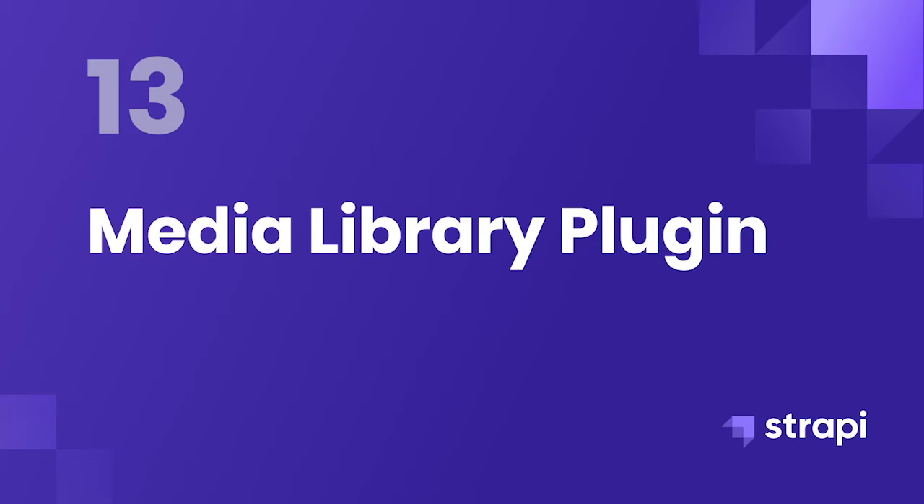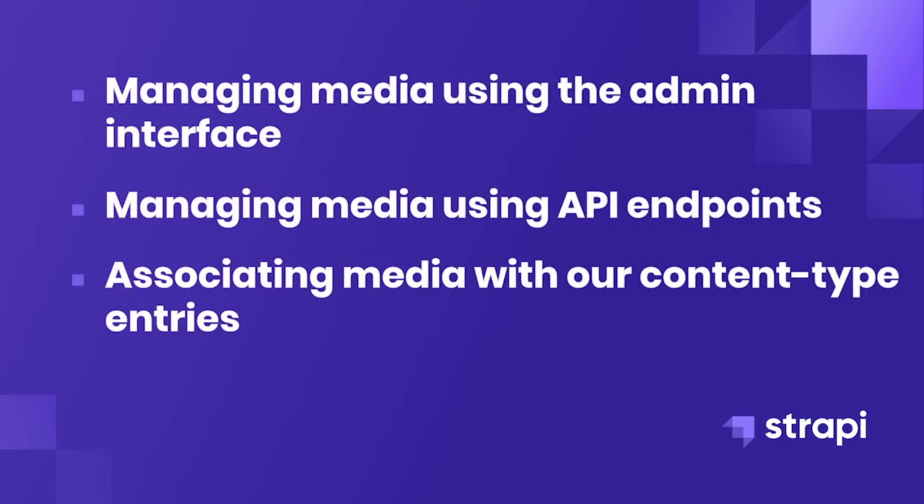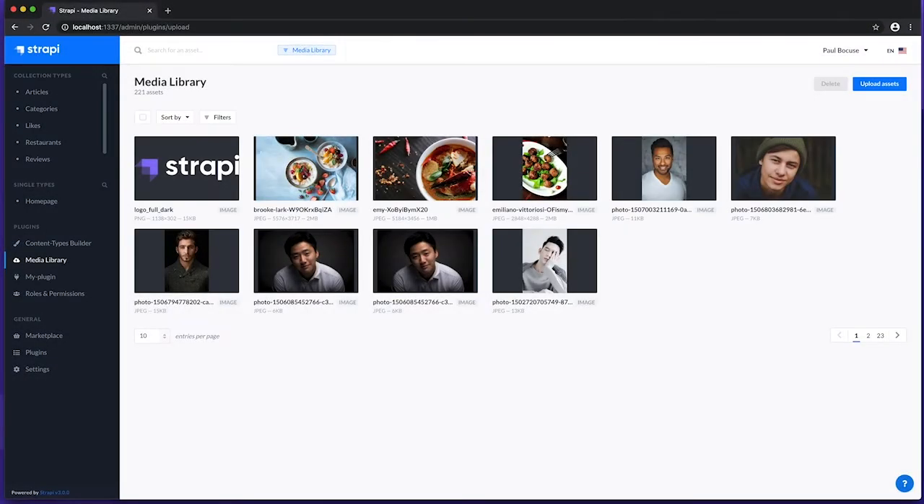In this video, we're going to look at the Media Library plugin. We'll be covering managing media using the admin interface, managing media using API endpoints, and associating media with our content type entries. The Media Library is a plugin that allows us to upload any kind of file to our server or external providers such as AWS S3.